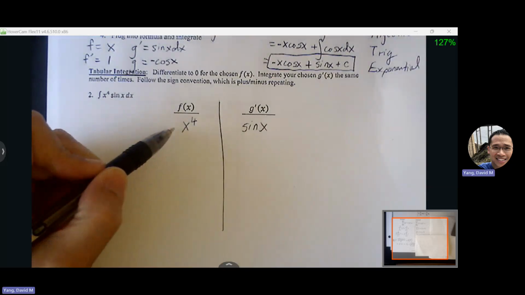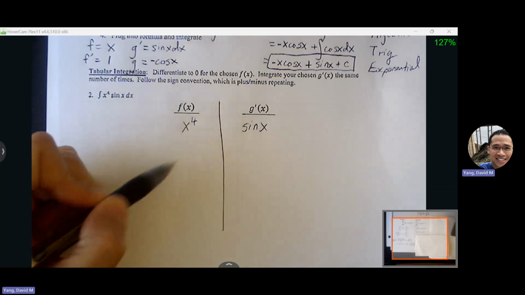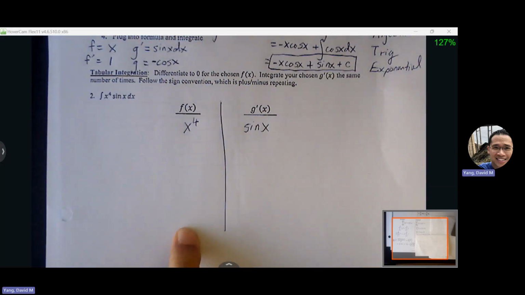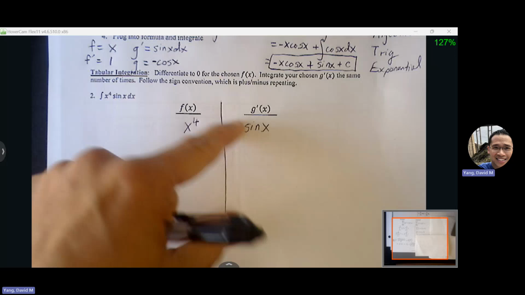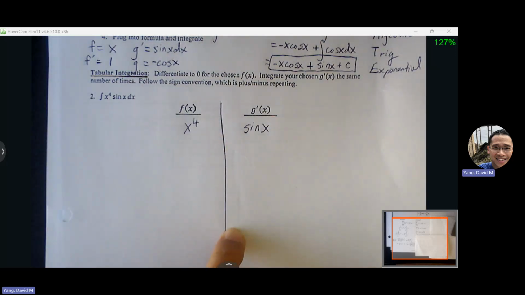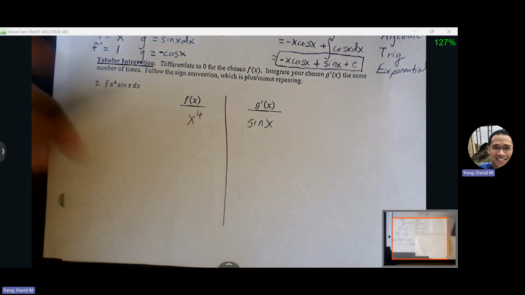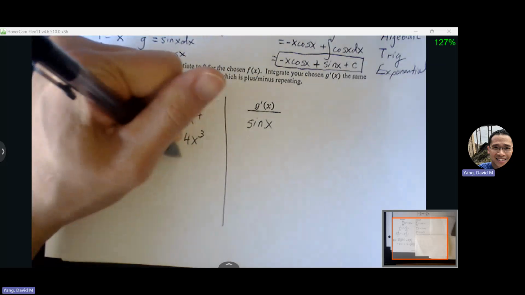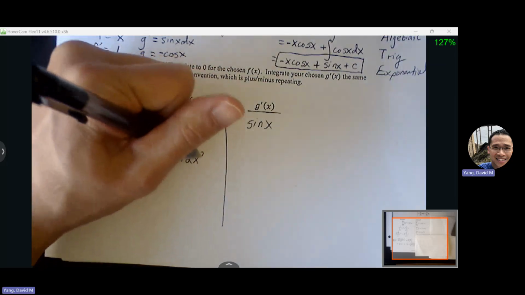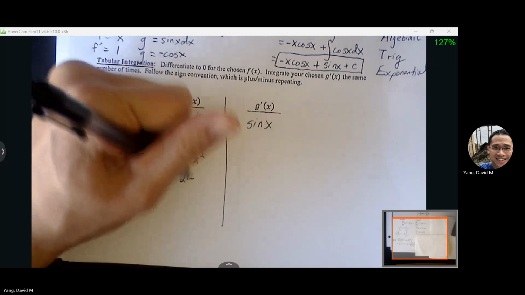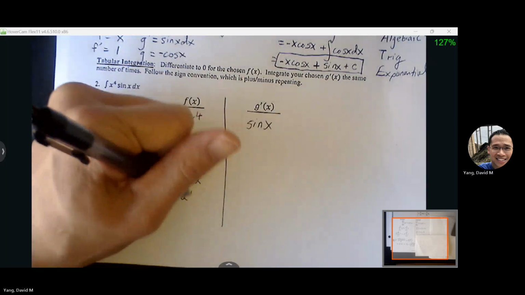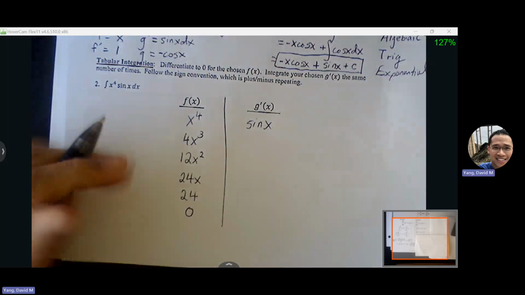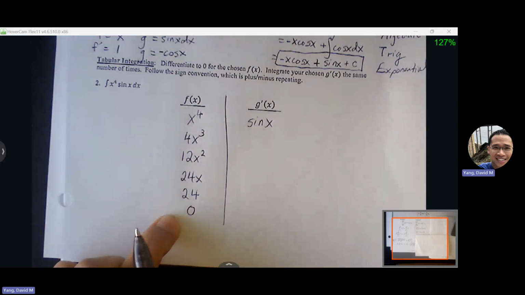Now on this side, you're going to keep finding the derivative until you eventually reach 0. And that's going to tell you how many times to take the antiderivative on the g prime side. Okay, so let's go down this column. x to the 4th becomes what? Okay. Keep going. Okay. Keep going. And finally, 0. Okay. So this tells us when to stop.